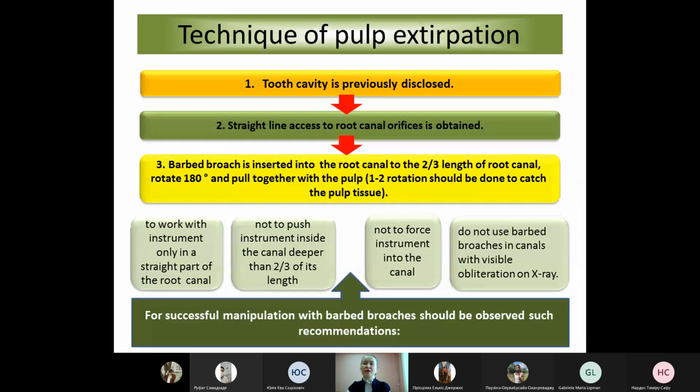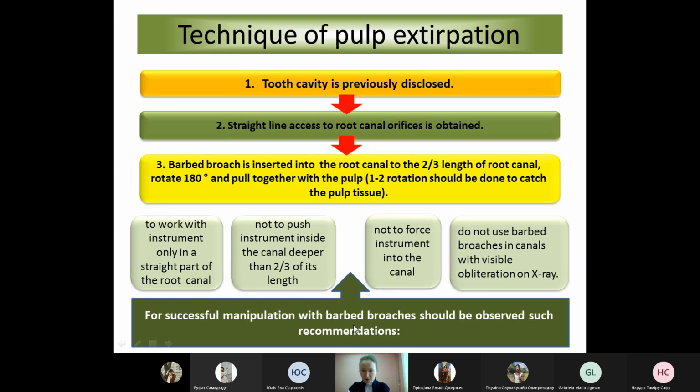Pulp extirpation has such stages. The tooth cavity is previously disclosed, then straight access to root canal orifices is obtained, and after, the barbed broach is inserted into the root canal to 2/3 of the length of the root canal. Rotation should be done and the broach pulled out together with the pulp. In general, it is 1-2 rotations to catch the pulp tissue.